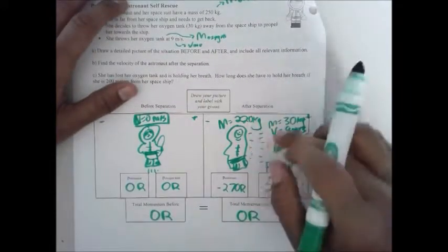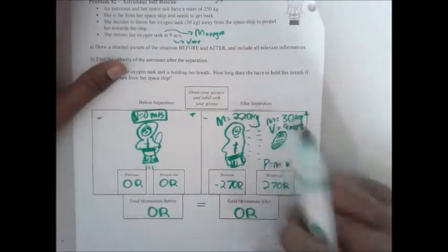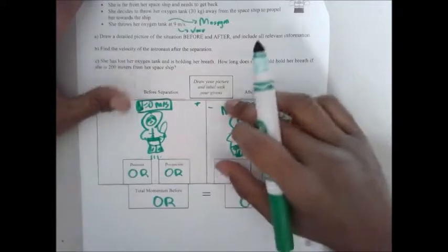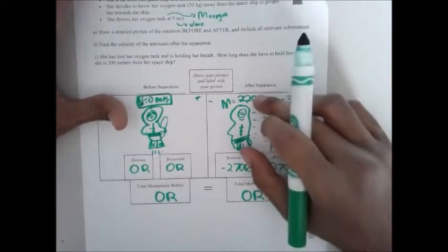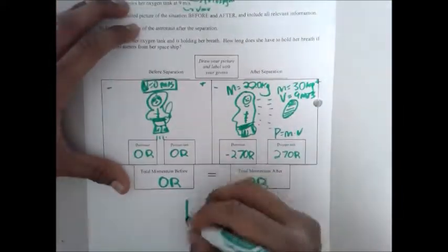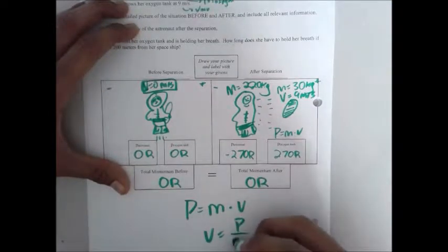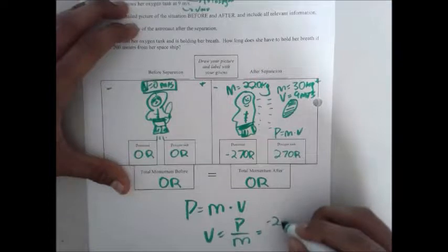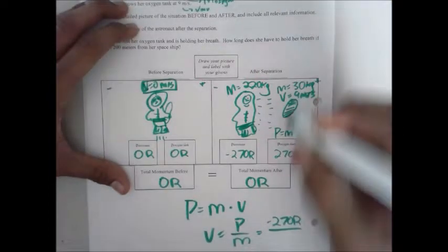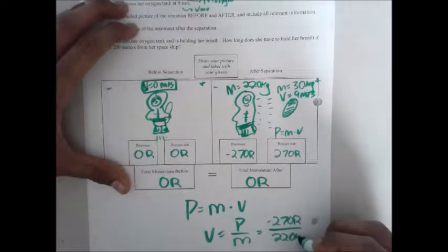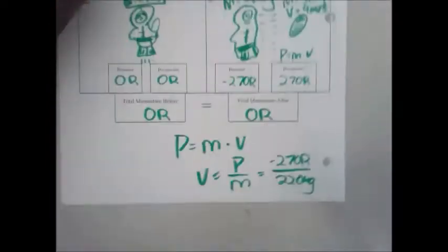You could also do this and say that you can keep the mass as 250. I wouldn't really mark you down for this because it's not clear whether or not the oxygen tank is part of the spacesuit. If I say that it's part of the spacesuit, then the mass is 220 kilograms, and you get p equals m times v, so v is equal to p divided by m. Negative 270 over the mass, which is 220 kilograms. Note here you could have also divided by 250.